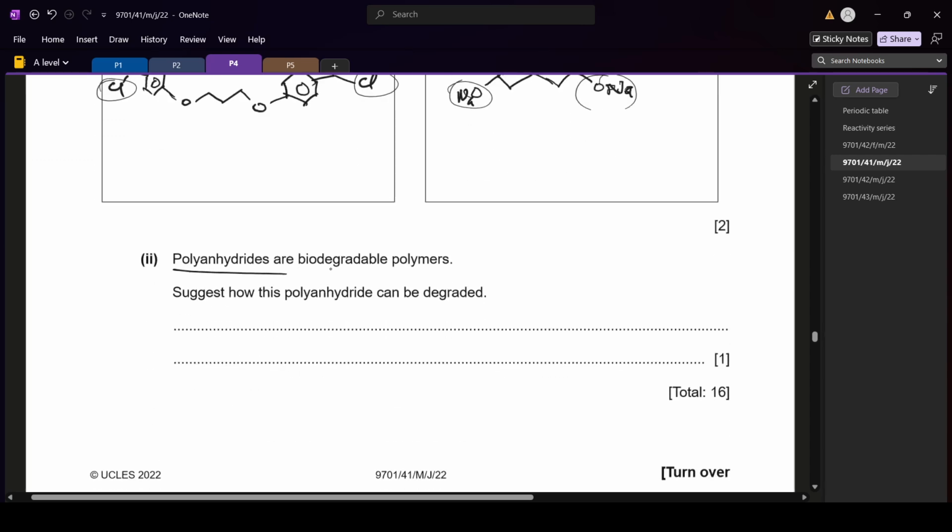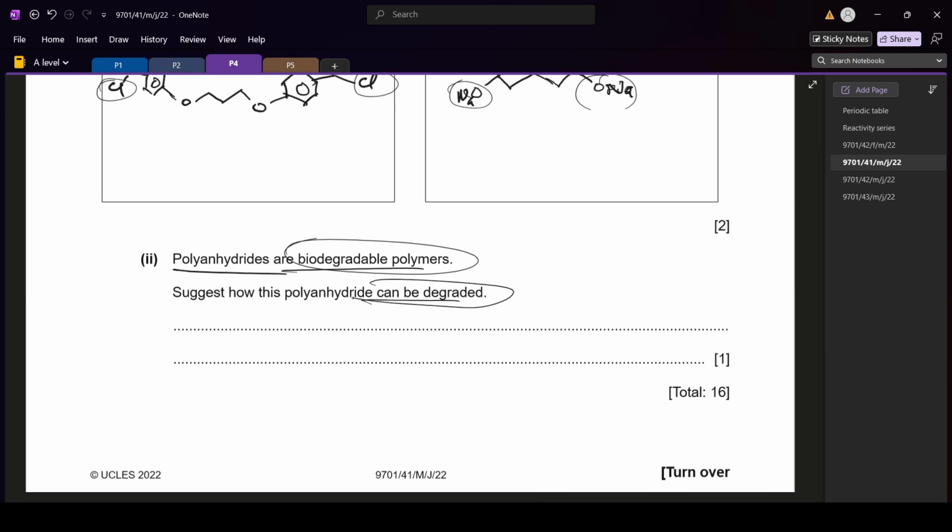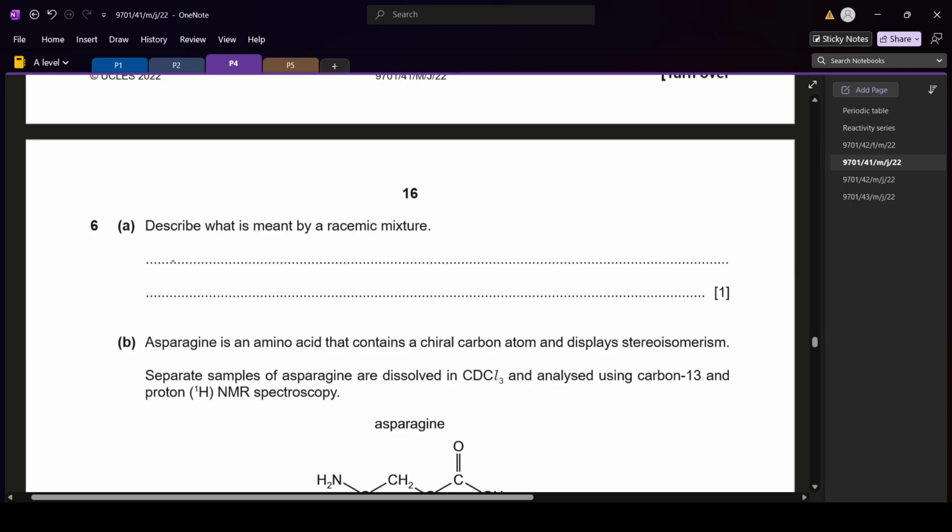Part 2, polyanhydrides are biodegradable. Okay, so just how this polyanhydride can be degraded. You degrade these larger polymers by hydrolysis, and the hydrolysis can be an acidic hydrolysis or basic hydrolysis. Okay, so how do you degrade them? By hydrolysis. Okay, you can simply just write by hydrolysis.